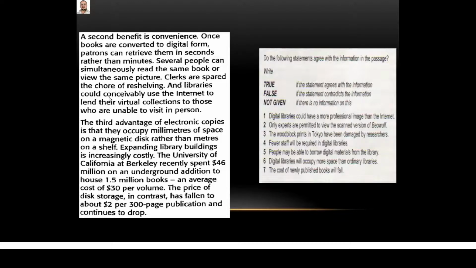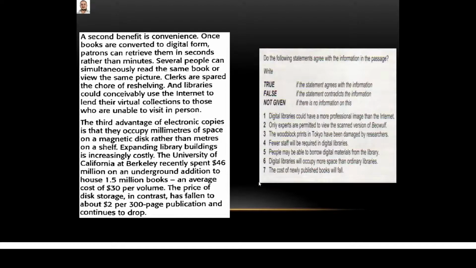Clerks are spared the chore of reshelving, and libraries could conceivably use the internet to lend their virtual collections to those who are unable to visit in person. It says here libraries could use the internet to lend. The libraries can lend. So that means the people can borrow. So number 5 will be true.